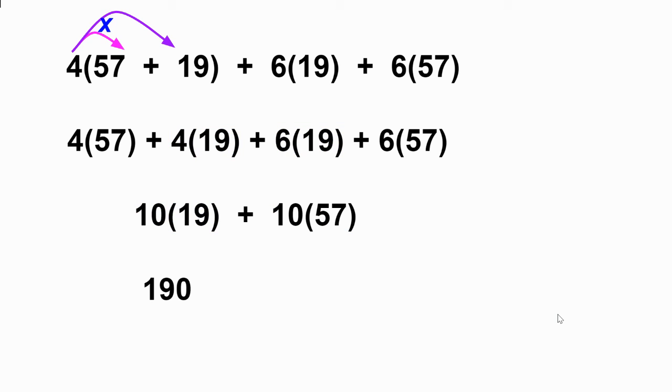Well, that's simple enough. I love that. 10 times 19 is 190. Easy, just add the 0. 57 times 10 is 570. And then we have only one thing to do: add those two numbers at the end. And 760 is our answer.